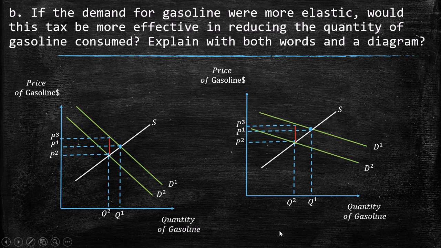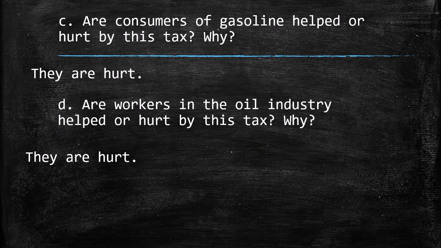So in this case, the question is, would this tax be more effective in reducing the quantity? Yes, because given the elasticity, they are more sensitive to changes in the price. So in this case, it's going to be reduced from Q1 to Q2, which is larger than the change that they had before. So this is more effective, definitely.